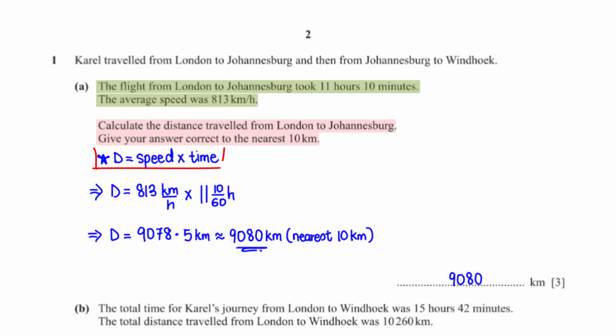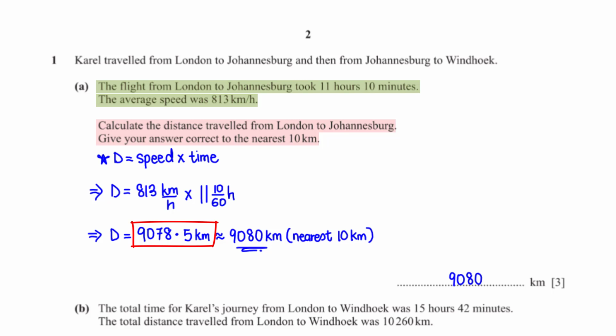To find the distance traveled from London to Johannesburg, we need to know the speed and the time taken for the journey, which have all been provided in the question. The speed has been given as 813 kilometers per hour and the time duration is 11 hours 10 minutes. To convert 10 minutes to hours, we divide it by 60. When we type this into the calculator, we get 9078.5 kilometers. We need to round off this number to the nearest 10 kilometers.